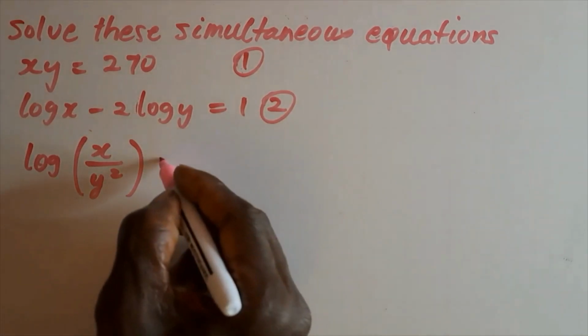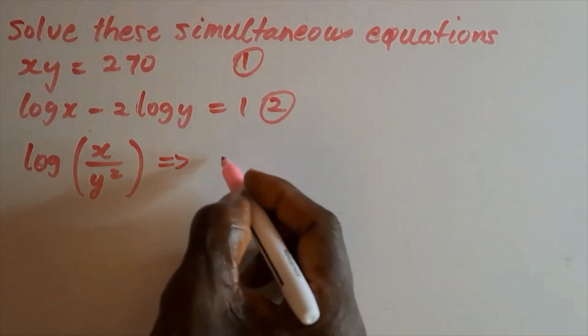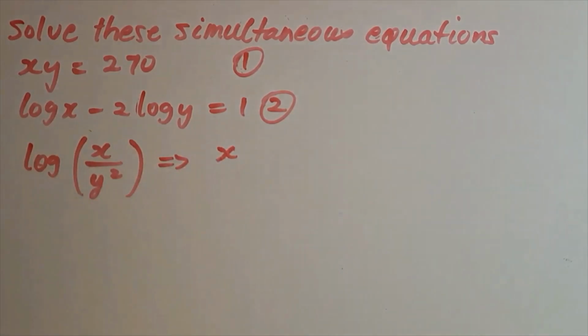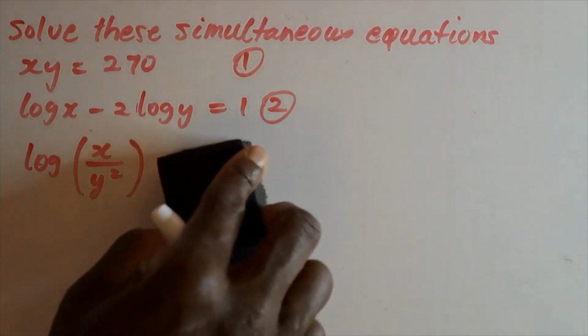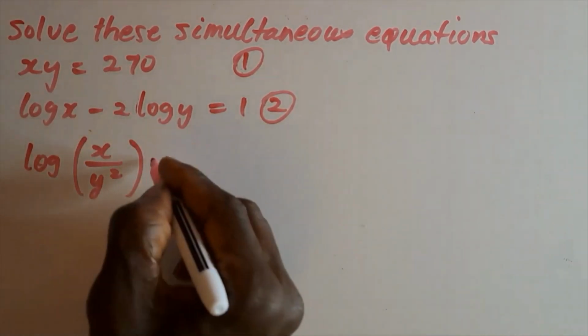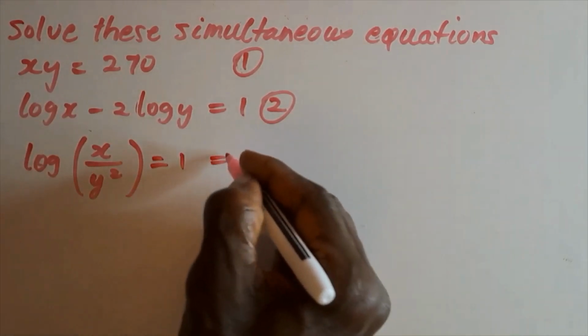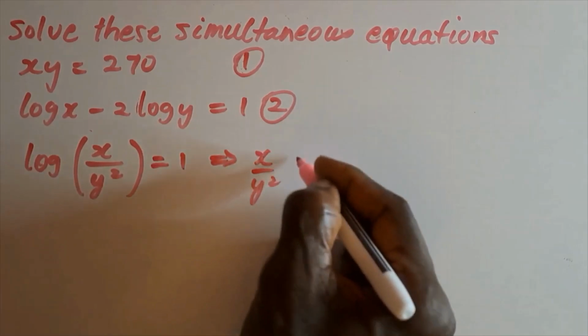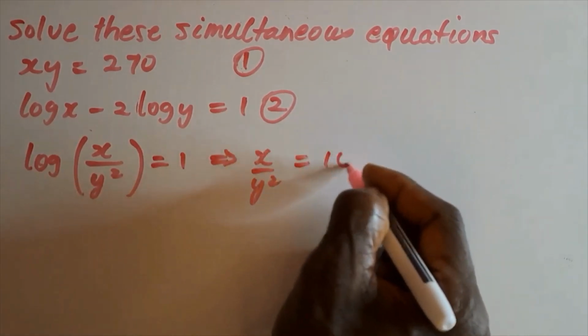Now this implies that x, oh, I forgot one thing, is equal to 1. So this implies that x over y squared must be equal to 10.